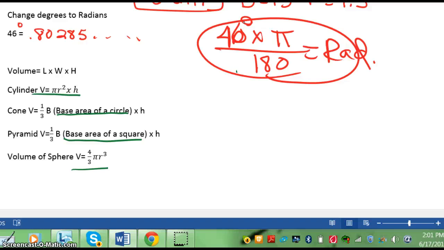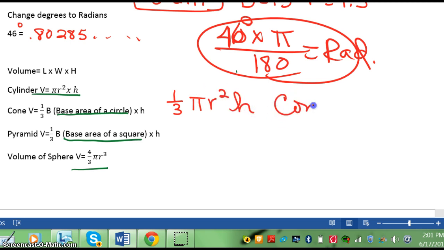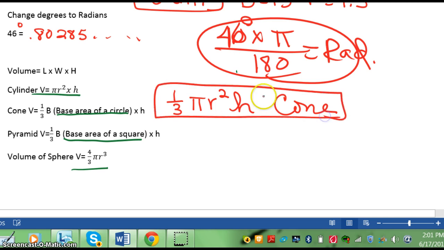Now the volume of a cone, they give you this, but this is a better equation for you. 1/3. Now the volume of a cone is the area of a circle, pi r squared, times your height. I would use this equation. It would be much easier for you. The volume of a cone is 1/3 pi r squared times h.